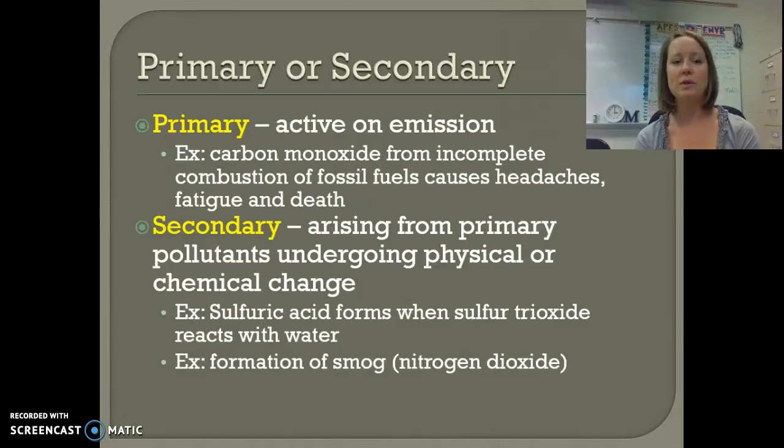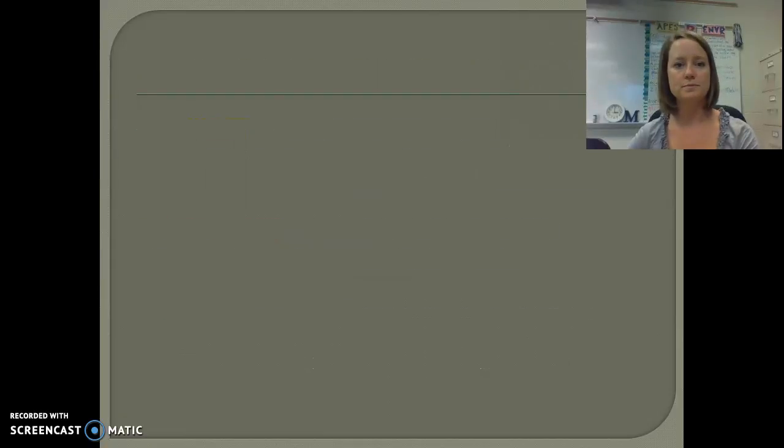arises when a primary pollutant undergoes a physical or chemical change. So sulfuric acid forms when sulfur trioxide reacts with water. The formation of smog, which is made of nitrogen dioxide, is a chemical reaction that occurs close to the ground. And so these are called secondary pollutants because a chemical reaction takes place before it's harmful.